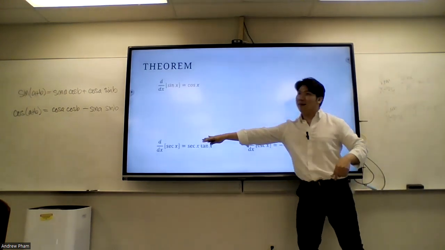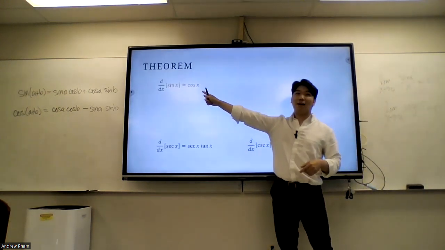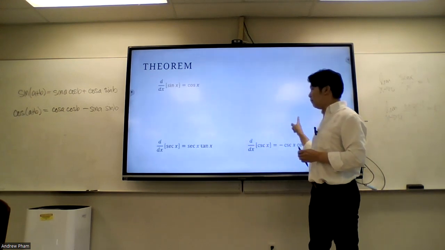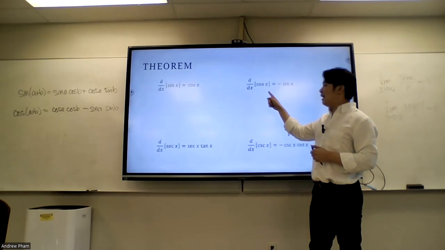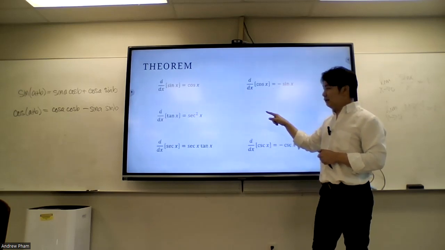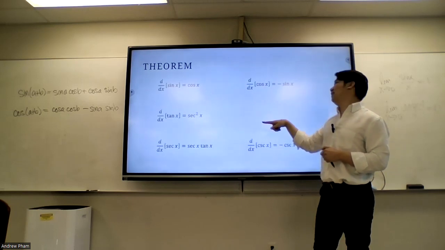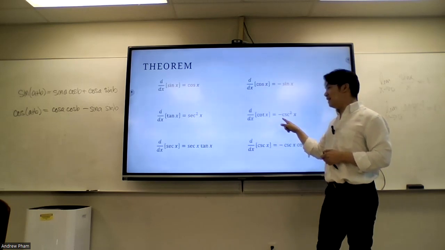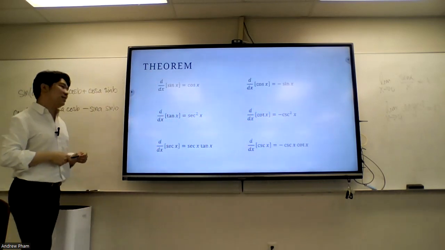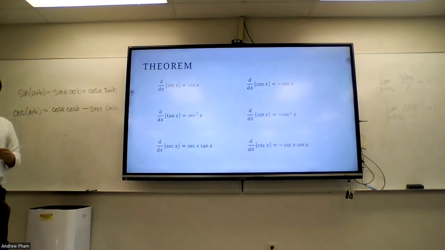I didn't want this to show up early, but we know the derivative of sine is cosine. I was expecting this to show up later. It turns out the derivative of cosine is negative sine. Derivative of tangent is secant squared. Derivative of cotangent is negative cosecant squared. Derivative of secant is secant tangent. And then derivative of cosecant is equal to negative cosecant cotangent.